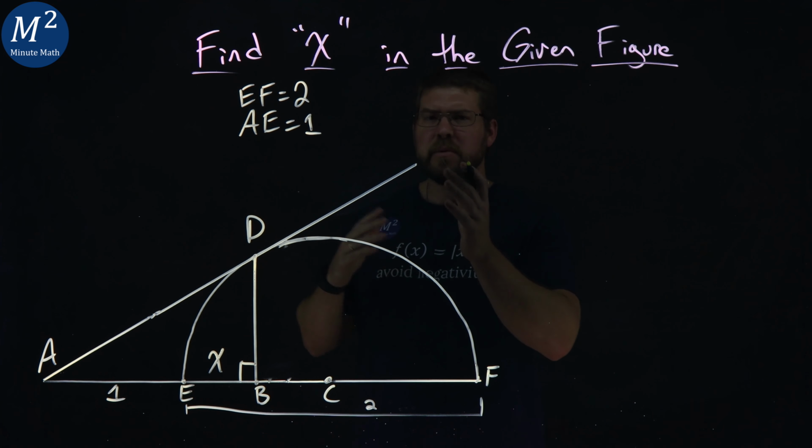And we have a little right angle here, and it's at a point of tangency, where this line connects here at D. And we want to find x, the distance between E and B. The circle has a diameter of 2 and the length from A to E is 1. With just this information, can you figure out the value of x?